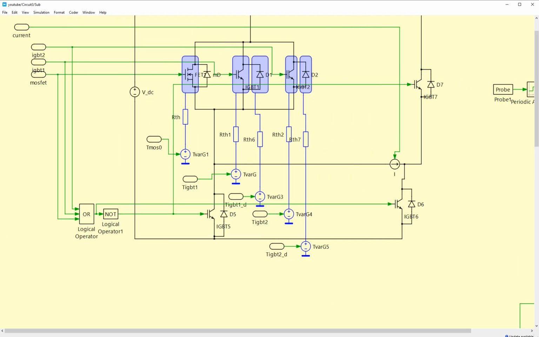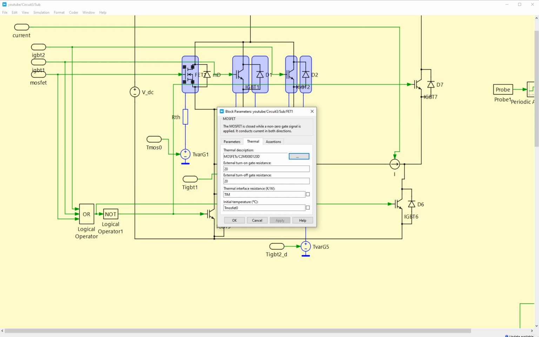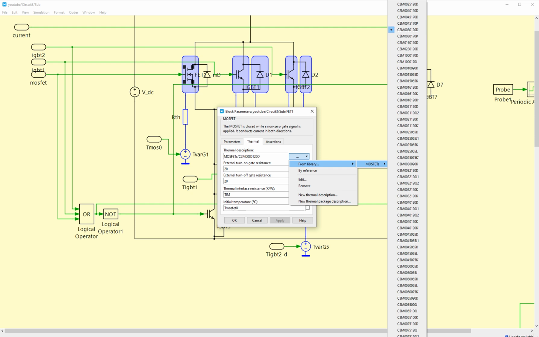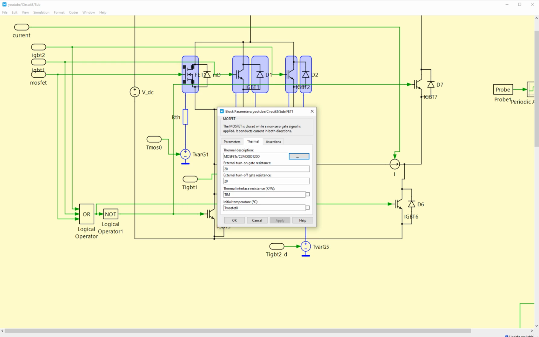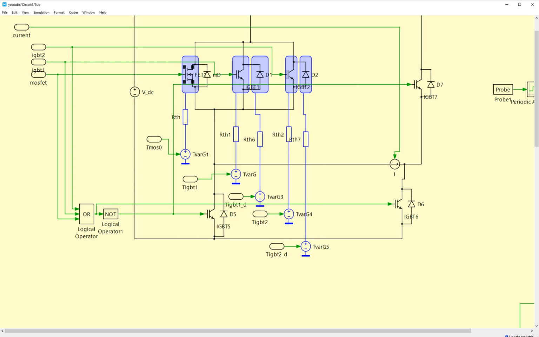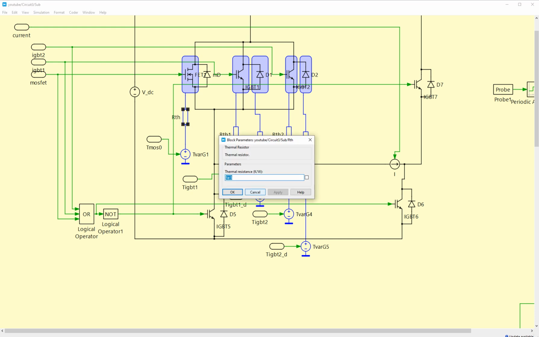The way I did this is actually very interesting. I changed the thermal behavior of these devices to something very close to 0. You see, the Cauer values for this MOSFET are almost 0, very close to 0. That means any temperature can quickly impact the junction.